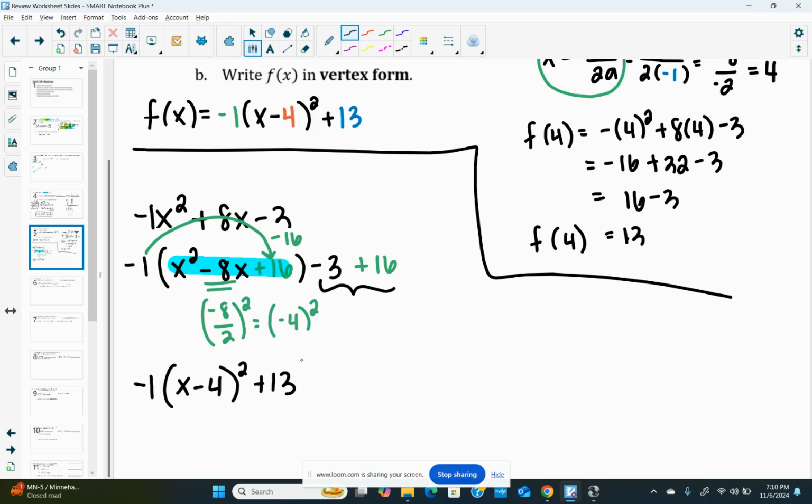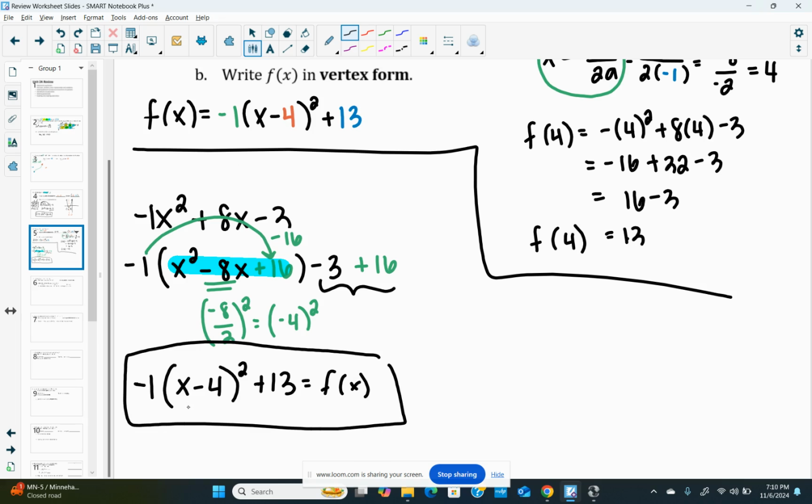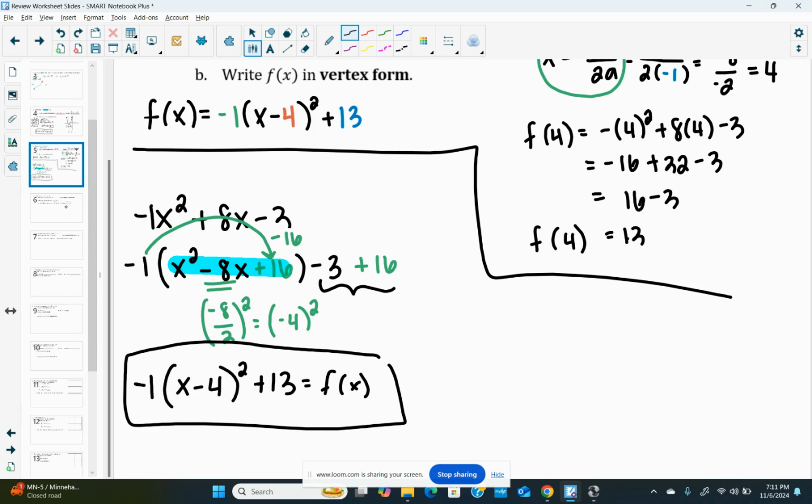And so then you can see that this is the same thing that I got doing it the other way as well. So that's negative times x minus 4 squared plus 13. So two different ways, same outcome, whichever you prefer.